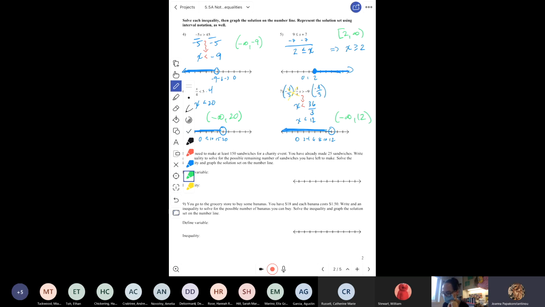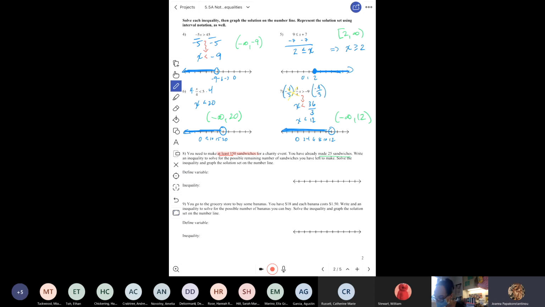Excellent. Word problems. You need to make at least 150 sandwiches for a charity event. So at least 150, more than that is okay. 150 is fine, more is good, but you can't make anything less than that. You've already made 20 sandwiches.